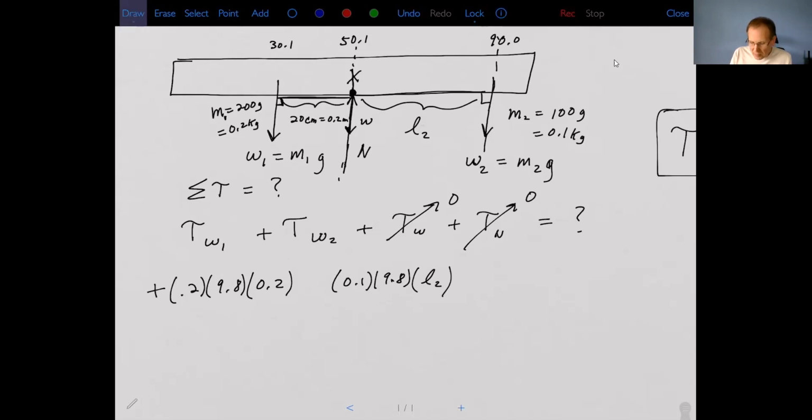Okay, so the first question is to figure out L2. Well, it's just a difference, right? It's 90 minus 50.1, and then make sure you convert that to meters. So then you can plug that in.